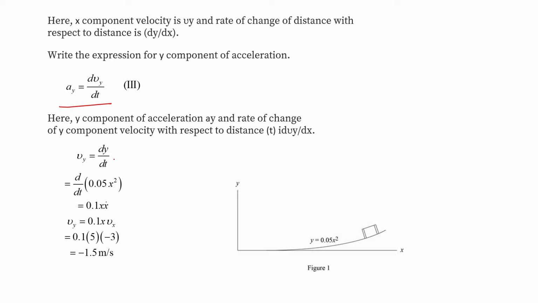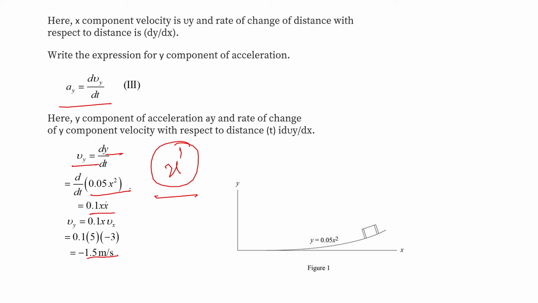First of all, let's find Vy, which is the differentiation of y component with time t. So as we substitute the value of y as 0.05 x square, we can find that dy by dt comes out to be 0.1 x into x dash. X dash represents the velocity of particle in x direction. So as we substitute the values, we can find the value of Vy that comes out to be minus 1.5 meter per second.